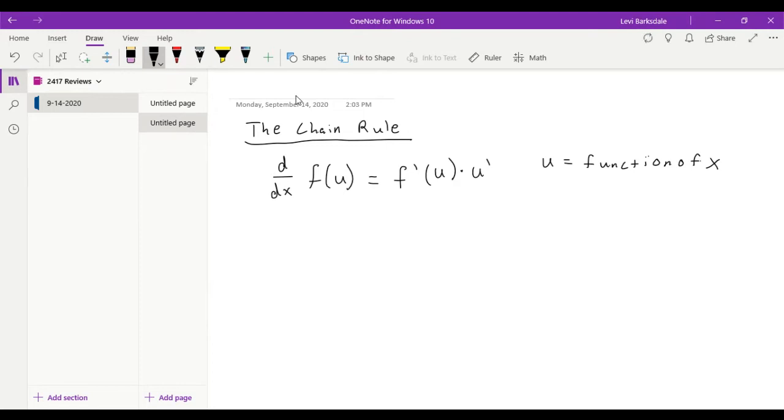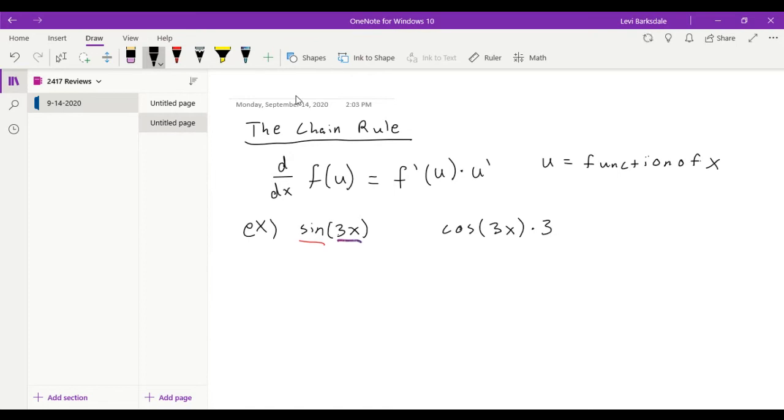And basically all that means is if we have some more complicated function, for example, sine of 3x, we just take the derivative of the outer part first. So the derivative of sine is cosine. We leave the inside the same, and then we multiply by the derivative of this inside part right here. So the derivative of 3x is 3.